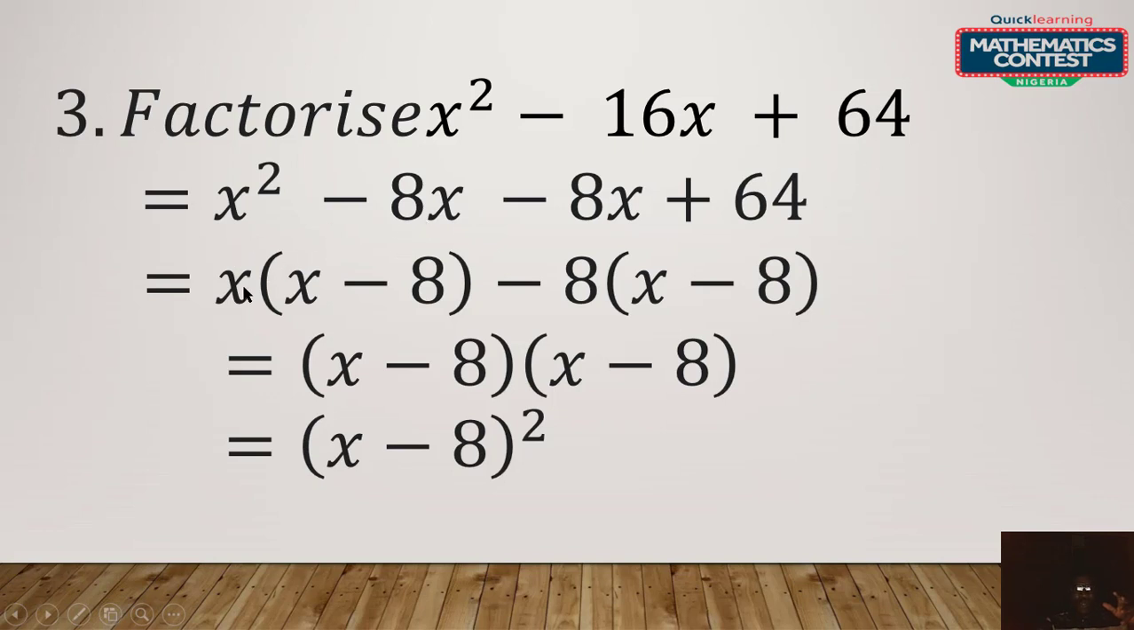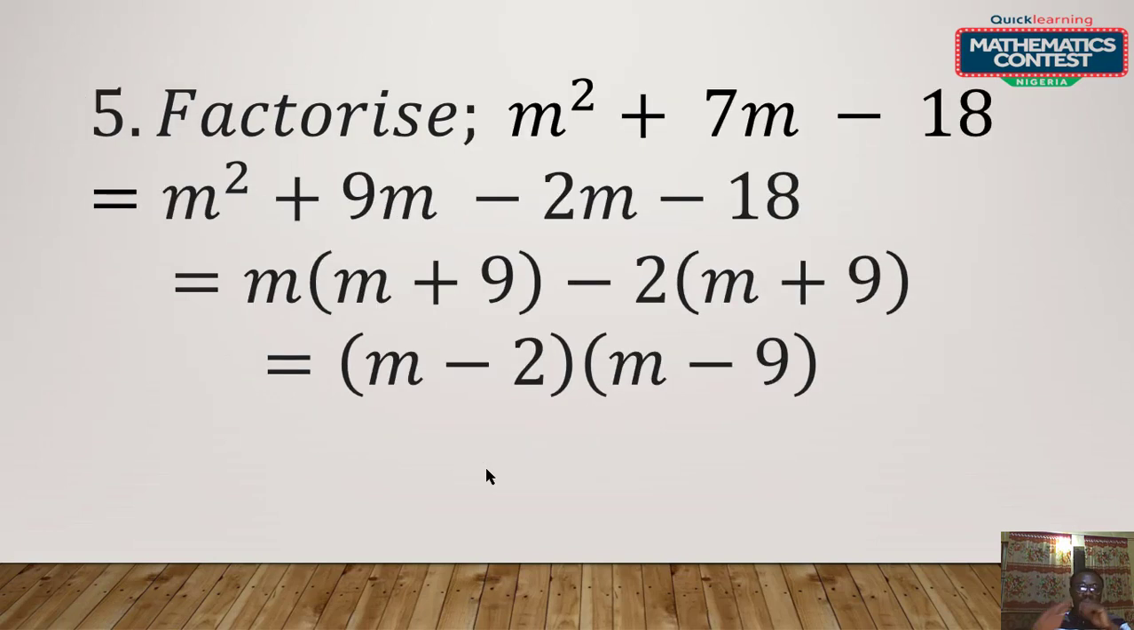So for these two terms, what is common is x. So we'll have x into the bracket x minus 8. Then for here, what is common is 8. So 8 into the bracket x minus 8. We have similar terms in the bracket. So we pick the outside one, x minus 8, and one of the brackets will have x minus 8. So the answer will give us x minus 8 twice. Now, that is question number 3. Question number 5. I didn't solve 4 because they were actually similar.